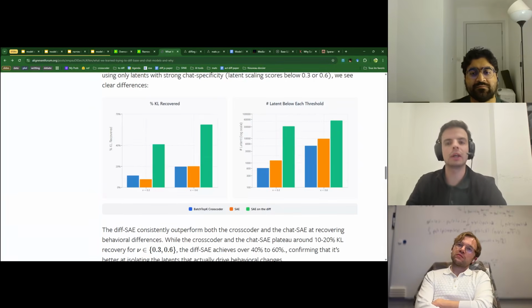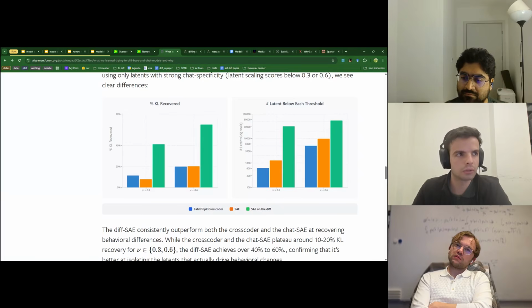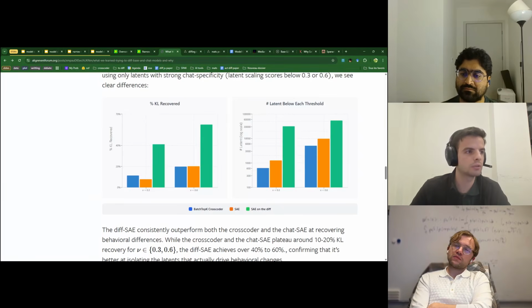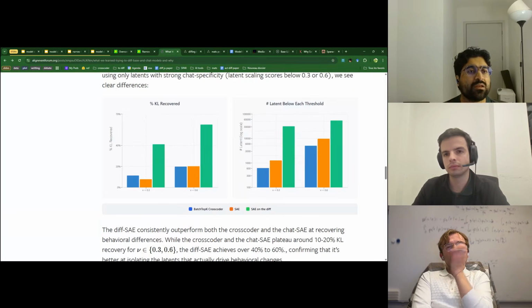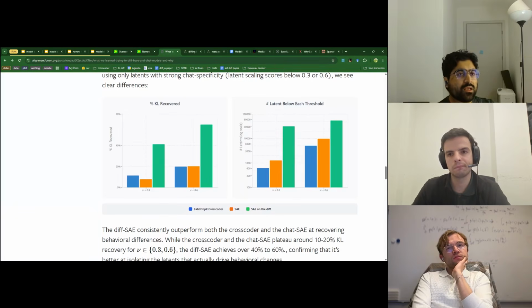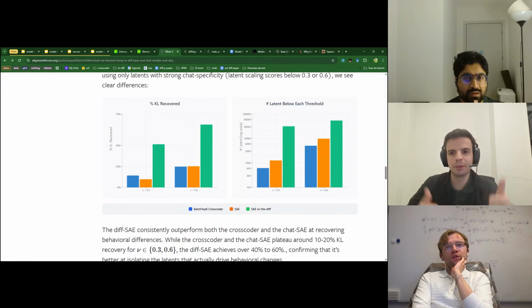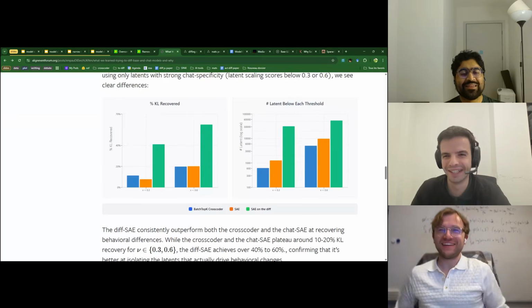Yeah. And if you want, we have a few points that we can go into relating diff SAE versus crosscoders. But I think this is already good. Cool. All right. Any closing words on this work on model diffing?